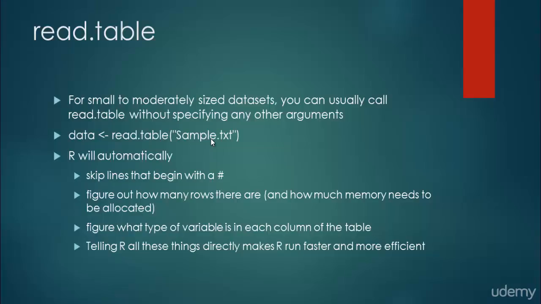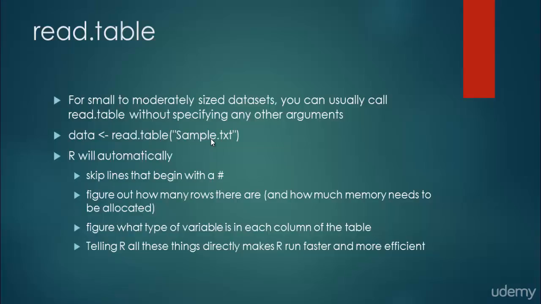Now this shows you the possibility of what data can be read into R. Every columnar tabular data can be taken into consideration and manipulations can be done on that data. Now, seeing more about what R does automatically, it skips lines that begin with a hash. Hash, as I told you earlier, indicates a comment. So R will automatically skip this, and it figures out the size of the data: how many rows there are and how much memory needs to be allocated.